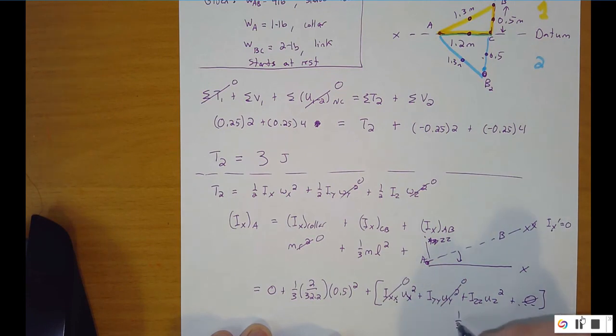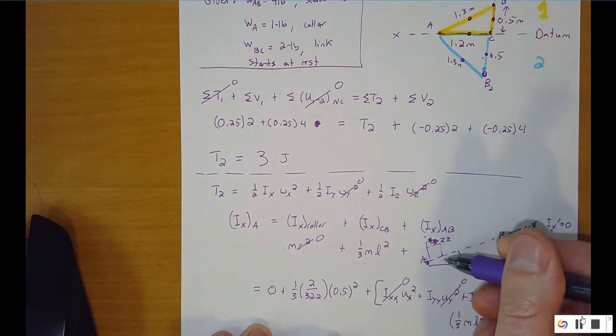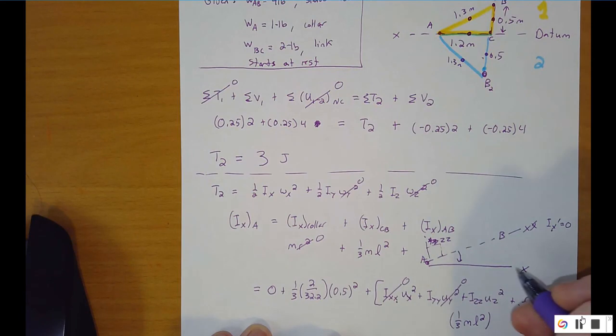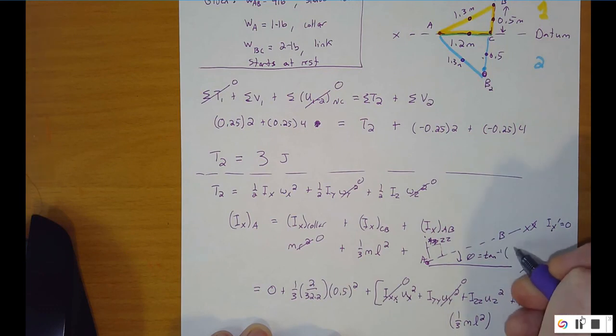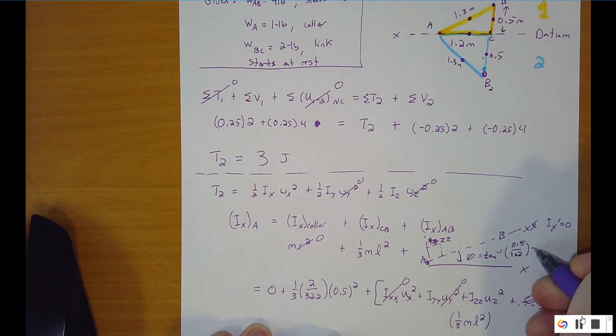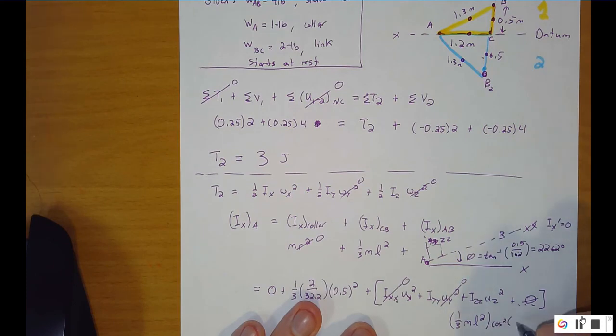1/3 ml squared, and then our unit vector is the cosine of basically 90 degrees plus this angle, and this angle we can find using trig. So we can just use tangent. It's going to be a half over 1.2, which is 22.62 degrees. Alright, so this would then be cosine squared of 90 degrees plus 22.62 degrees.